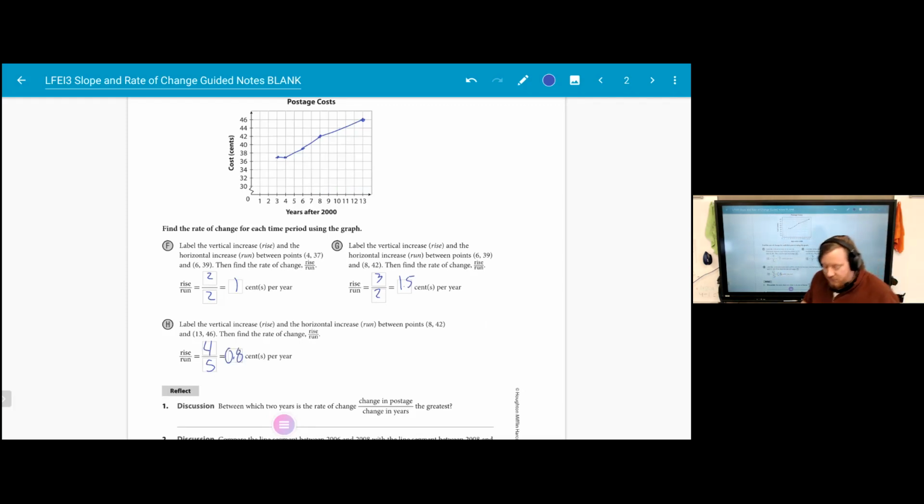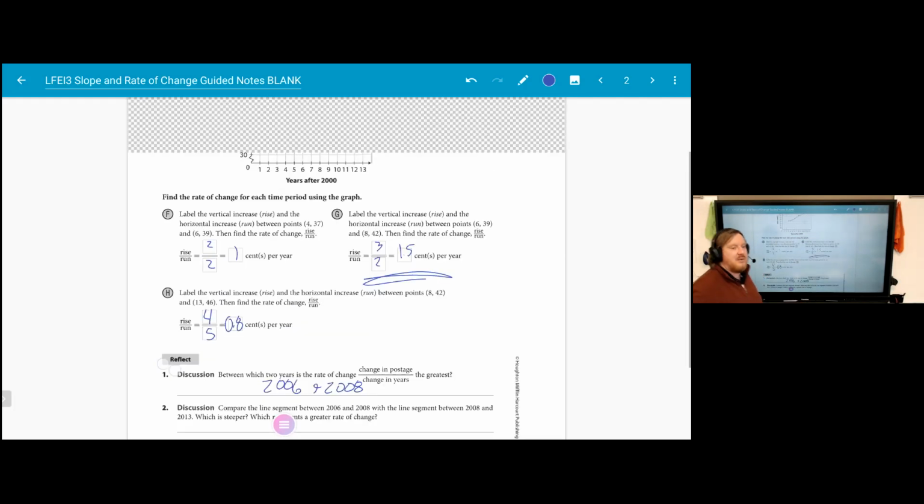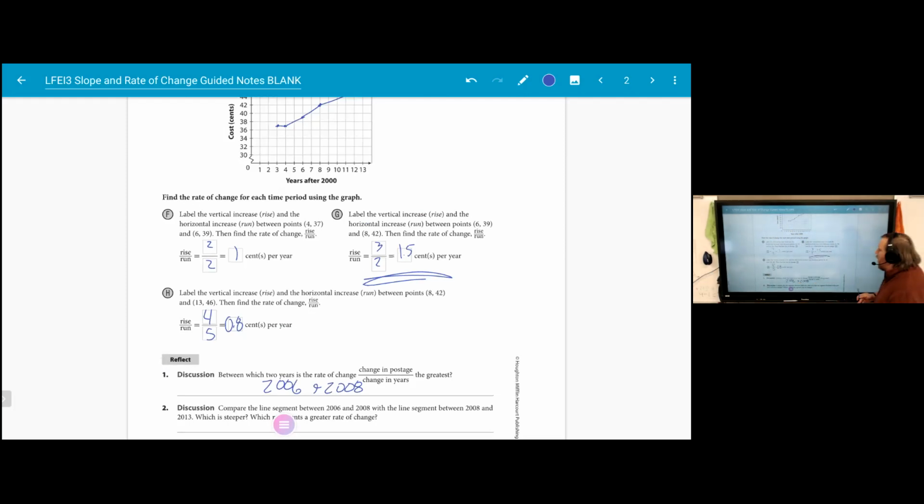Where is the greatest rate of change? Notice that our greatest rate of change value is 1.5 cents per year between 2006 and 2008. That is our biggest value once we've simplified it. Notice how it's not the last one. 4 and 5 are bigger numbers, but 4 divided by 5 is smaller than 3 divided by 2. Keep that in mind. I've seen it happen.